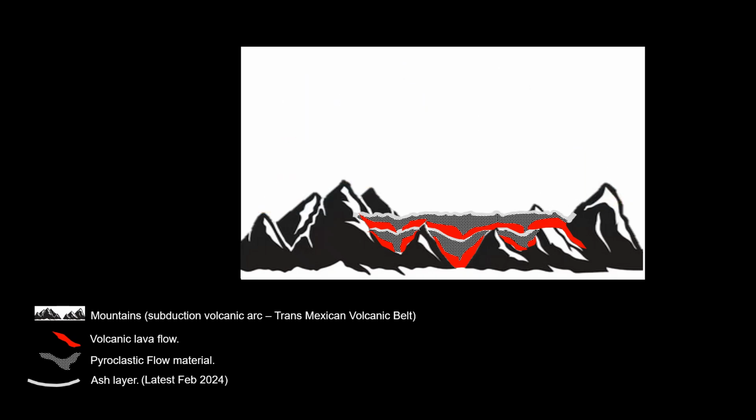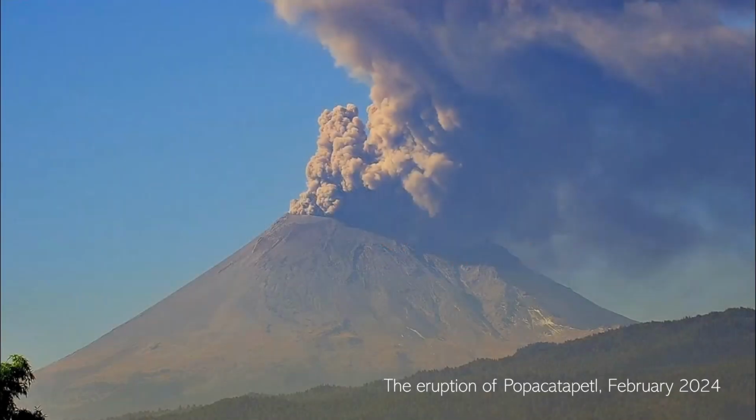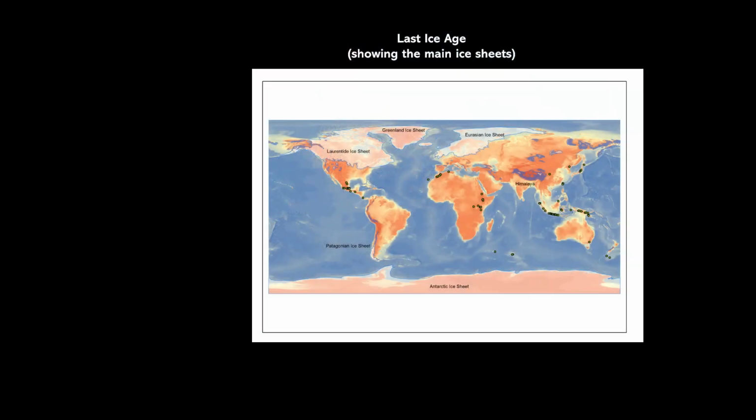And the whole process continued for thousands of years. And indeed, it is continuing to this day. The last big ash fall was in February 2024. And then we had the Ice Age. Mexico in the Ice Age.